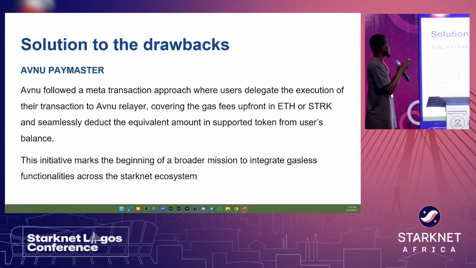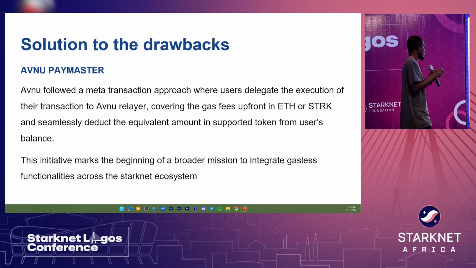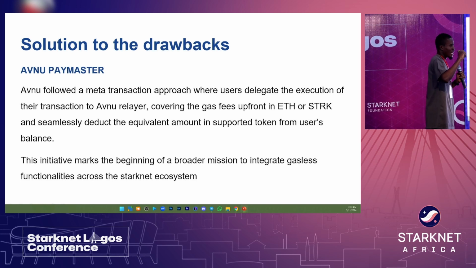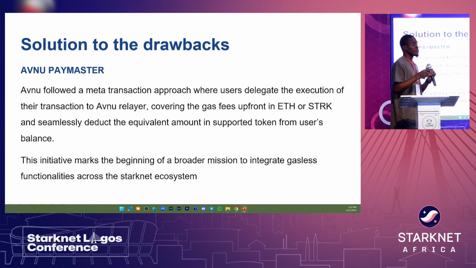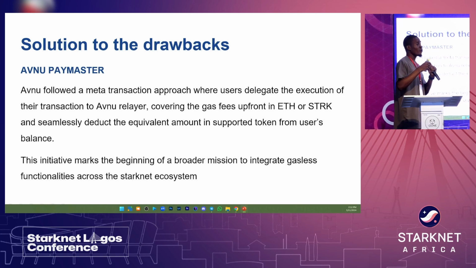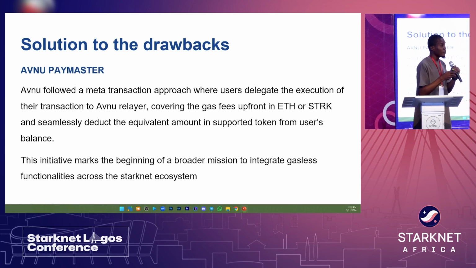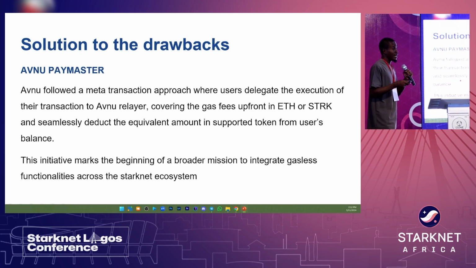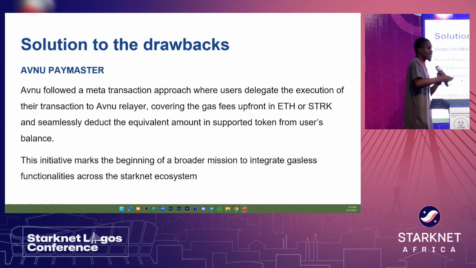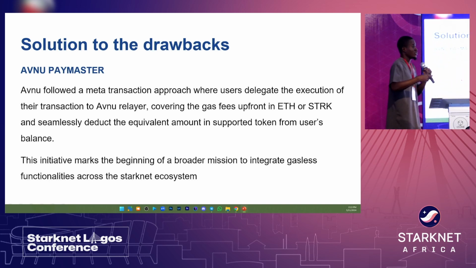Avenue followed the meta transaction approach, where users delegate execution of their transaction to Avenue relayer. Avenue relayer is just like a centralized relayer. We can put it as what developers mostly used before the idea of ERC 4337. Even before the idea of ERC 4337, there have always been centralized relayers where users send transactions to these relayers and the relayers perform the transaction on their behalf.